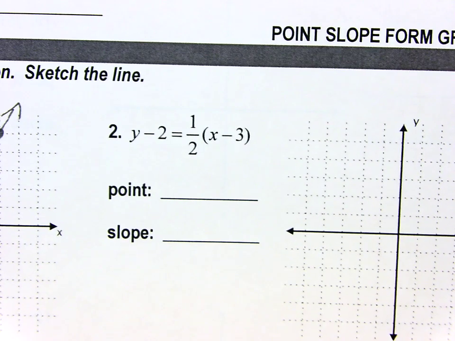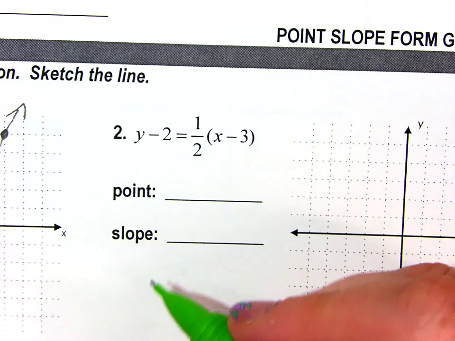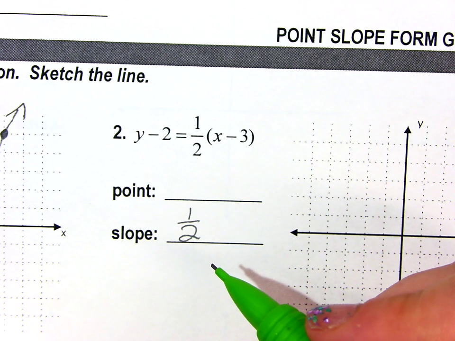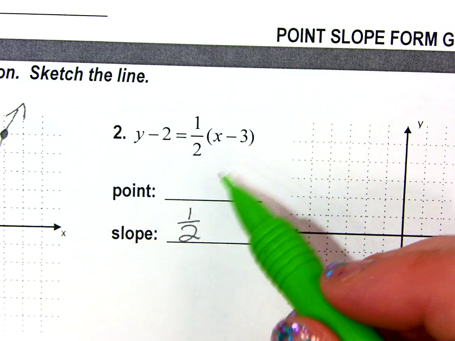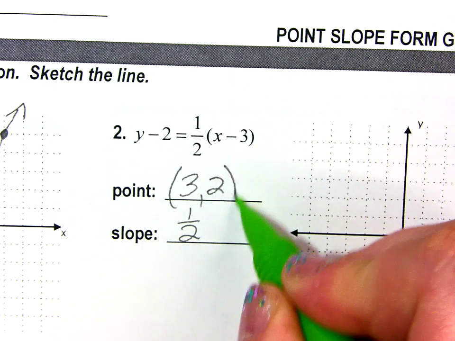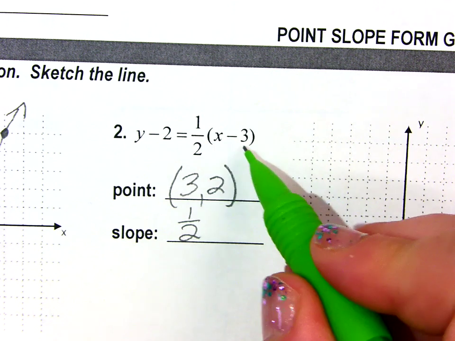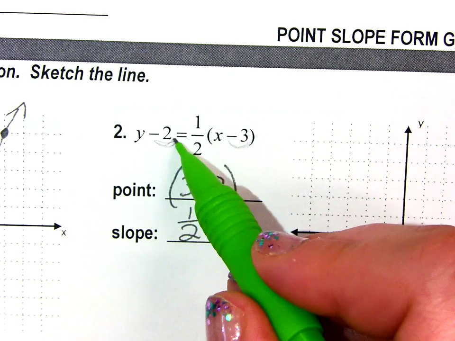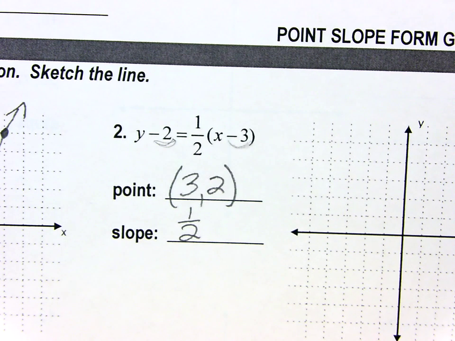Okay. Slope. Start there. The easy one. 1/2. Does everybody agree? Everybody got 1/2? Now, what is the point that matches up with this? What'd you say? I agree with you. Remember, you want the x first, so that's going to be this guy, and then the y. So, does everybody have those two correct now?